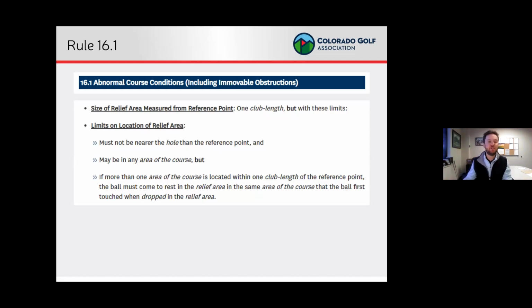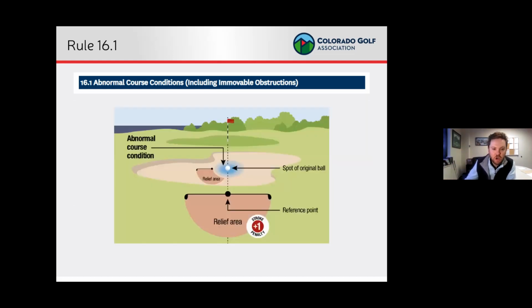And it's saying in this case, you need to drop it again, but it has to land and come to rest in a single area of the course, even if two are inside and bisecting maybe the relief area. So all of this is very easily explained, I think, through a picture here. So, the situation I set up: we've got the flagstick and the ball. A, I can play the ball if I want to. B, I can take my relief area.